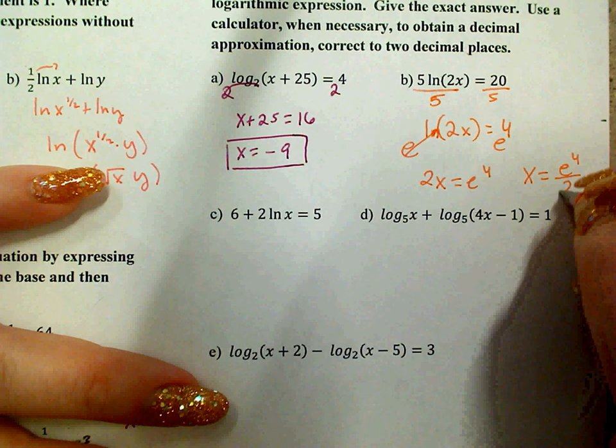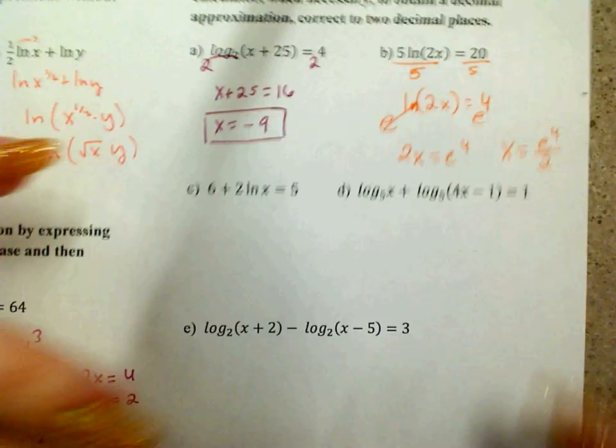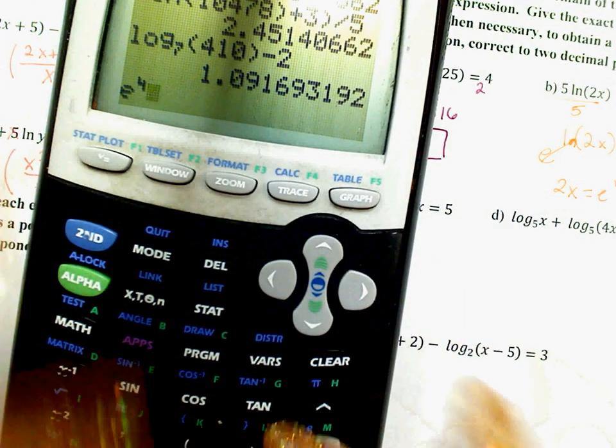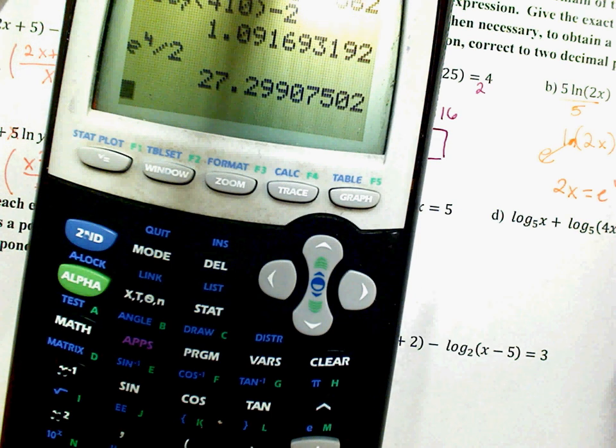Oh yeah, I'm supposed to be telling decimal. So, e to the 4th divided by 2. And that is approximately 27.30.